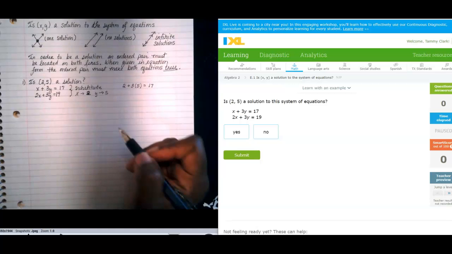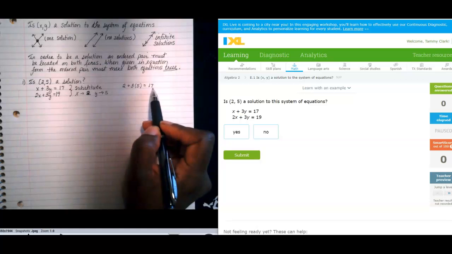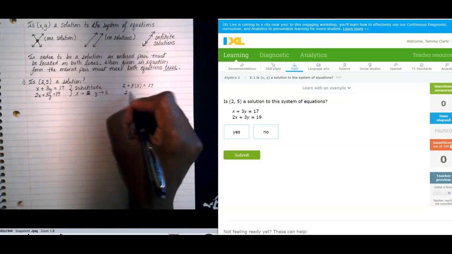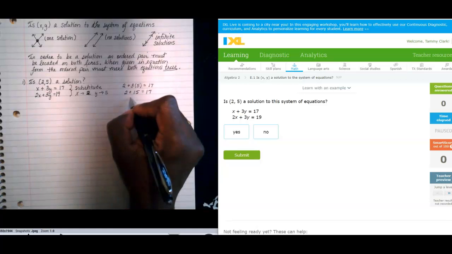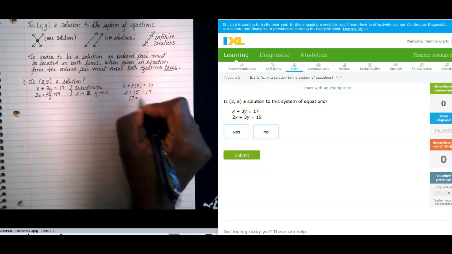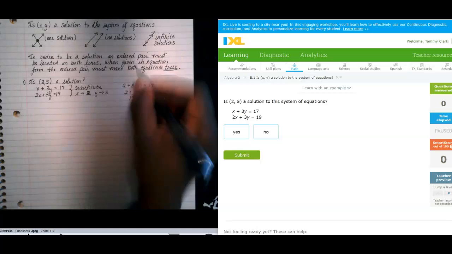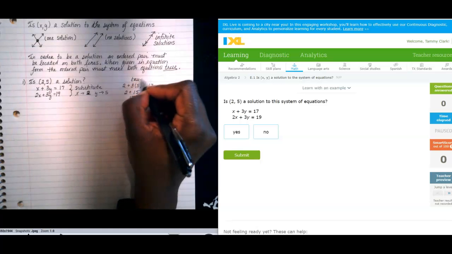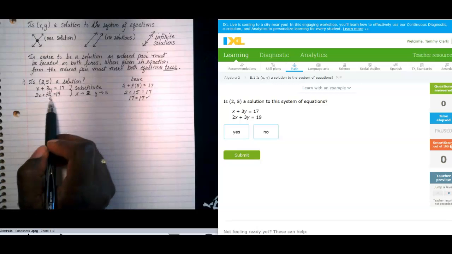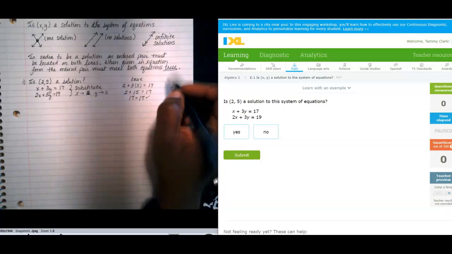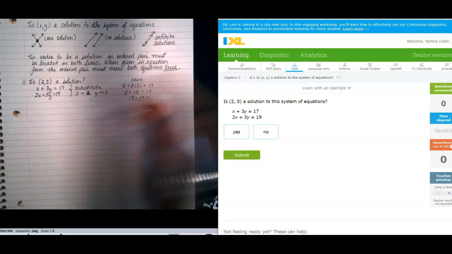Now, I know you would think, oh, yes, that's true, but you have to prove it. You have to prove that the left side is the same as the right side. So we do 2 plus 15 equals 17. And then 2 plus 15 is 17, and 17 does equal 17, so that checks out. So if the ordered pair is true for one equation, we must test the other one. Because again, the ordered pair has to make both equations true.